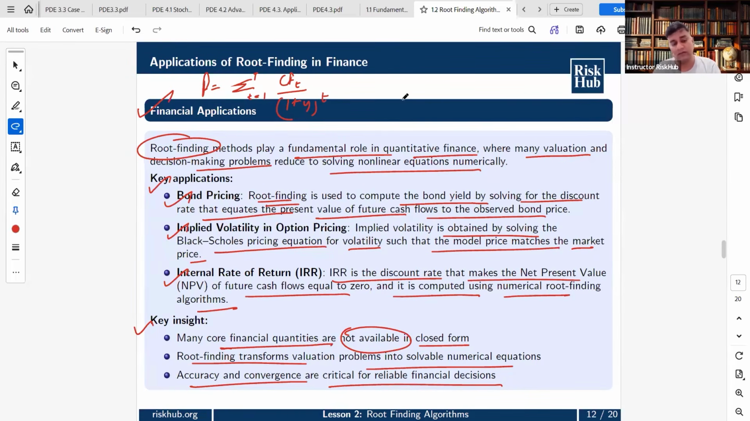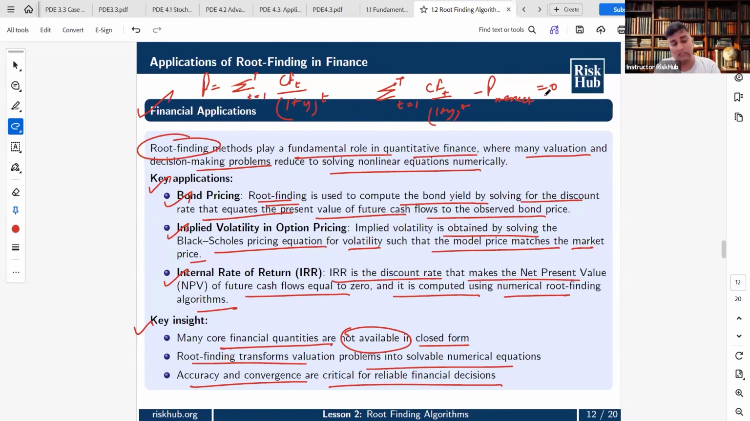And how do we solve for the yield y? We take the summation, right? t equal to 1, cash flow_t over (1 + y) raised to the power t, minus the price in the market, equal to 0. This gives the yield to maturity. Why root finding? Because the yield appears inside the denominator and the exponent. For multiple cash flows, solving directly is not easy.